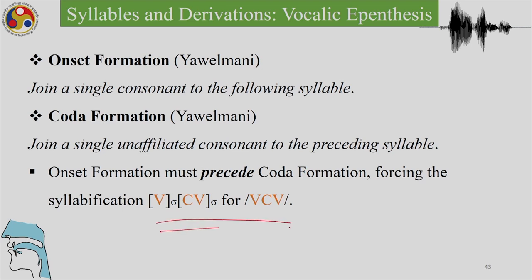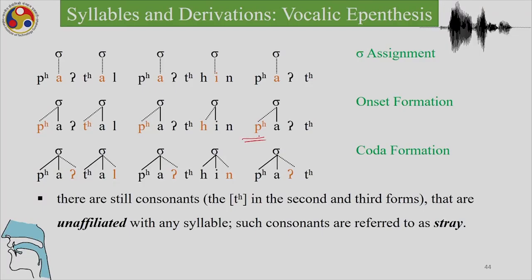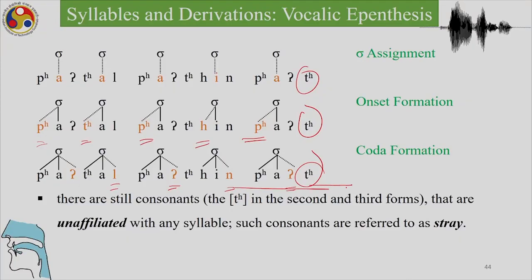Along with morphophonology in Yawelmeni, we understand that the idea of the proper syllable drives all these types of epenthesis in the language. So, we have onset formation with these onsets, and then we have coda formation with the remaining consonants, but then there is still something remaining. There are these parts remaining even after coda formation. There are still consonants in the second and third forms, and they are unaffiliated with any syllable. These are the stray consonants which have to be syllabified.